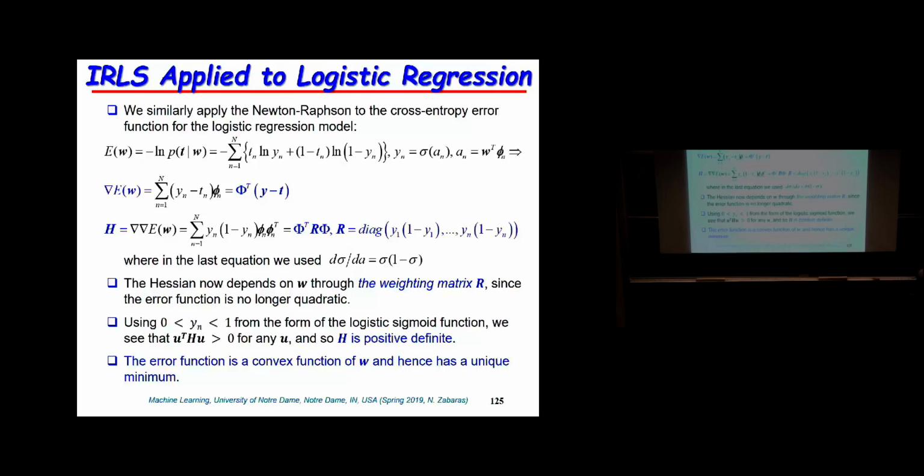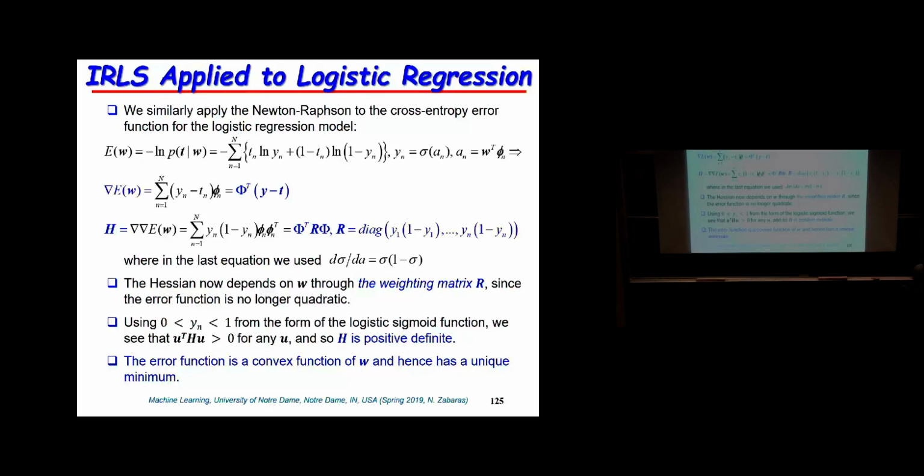Okay, so we can write this in a matrix form, phi transpose phi, all right? And then we can put all of this in a diagonal matrix R with the diagonal elements y1(1 minus y1), etc. Now, for the Newton method to work, we need to convince ourselves that the Hessian is a positive definite matrix. Otherwise, we're going to be in trouble.